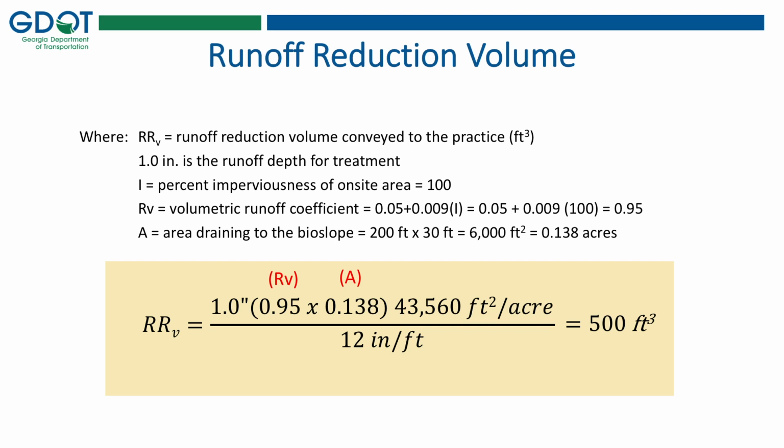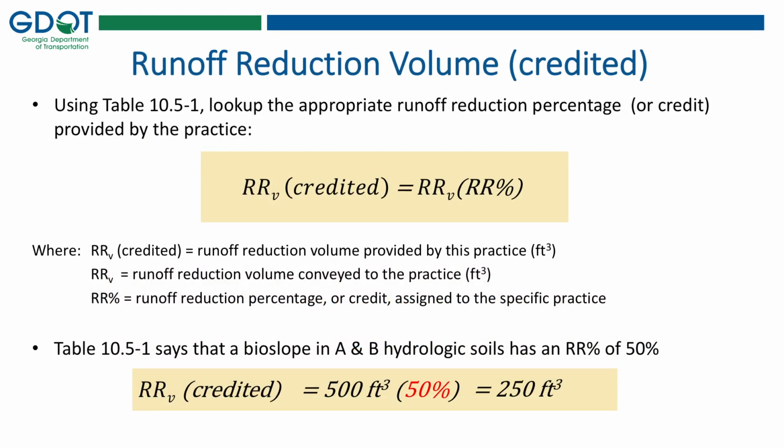Our drainage area is comprised of a 30-foot by 200-foot paved roadway with 100% imperviousness, so we have a volumetric runoff coefficient, or RV, of 0.95 and an area of 0.138 acres. Plugging these values into the runoff reduction volume equation, we calculate a runoff reduction volume conveyed to the practice of 500 cubic feet. Since not all runoff that is conveyed to a BMP will be infiltrated, GDOT has developed some guidelines for runoff reduction efficiencies.